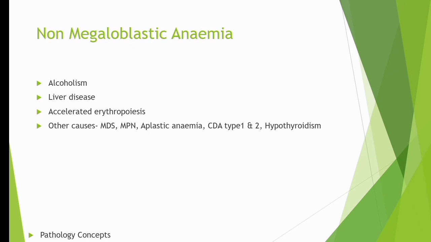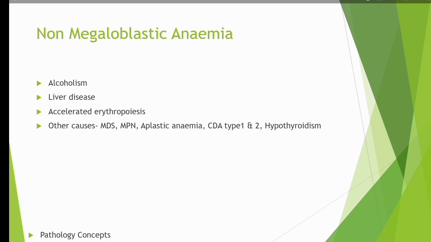Second is non-megaloblastic anemia. It is a macrocytic anemia where RBC precursors are normal and without any changes of megaloblastic anemia. Macrocytosis is usually mild and MCV ranges between 100 to 110 femtoliters. Here are some causes of non-megaloblastic macrocytic anemia.